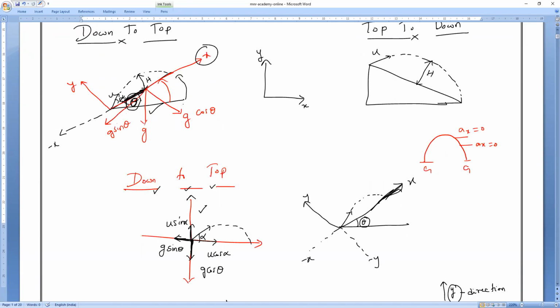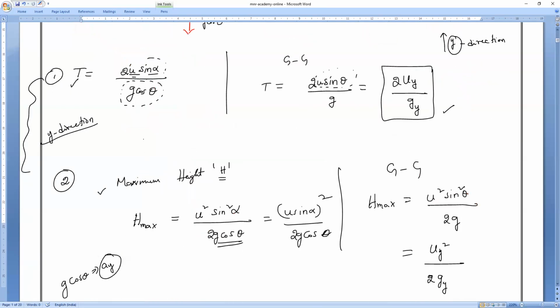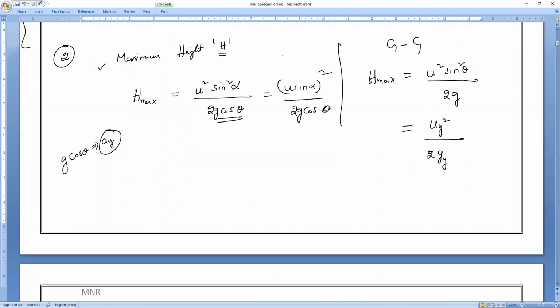So of course, you have found time of flight and maximum height. I hope all the absentees also watch the videos and learn it. Am I correct, everyone? Now notice, in today's class we are going to start the third one, that is range.